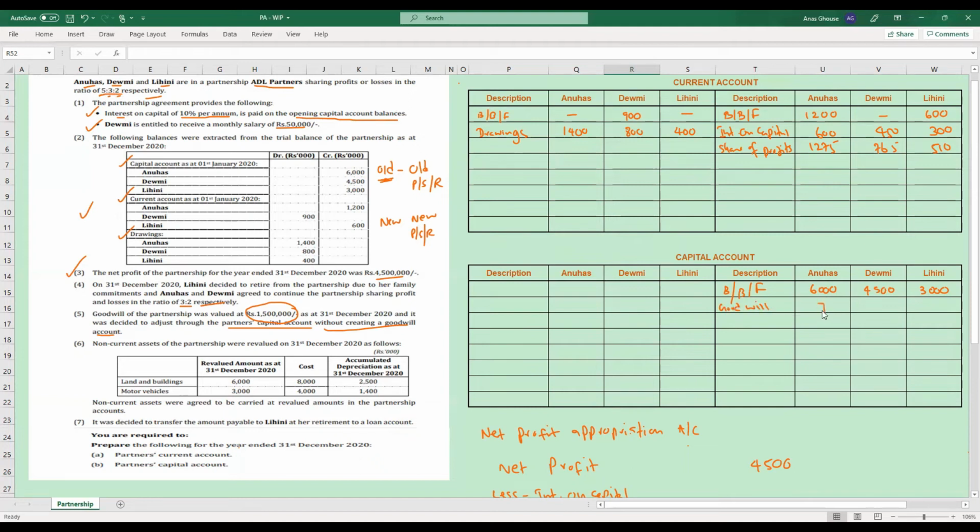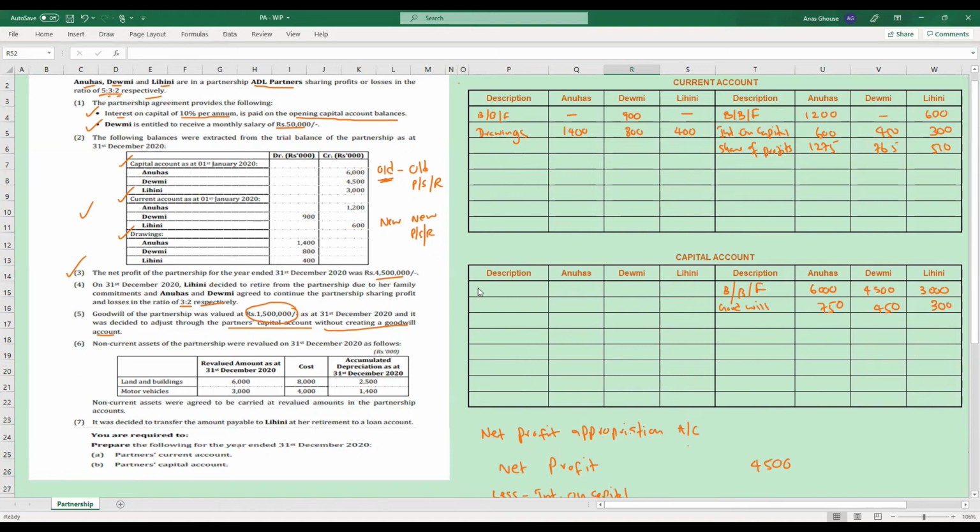Okay, 750. Then 1.5 million divided by 10 times 3, so that will be 450. 1.5 million divided by 10 times 2, so that will be 300. Okay, so this has to be credited here.